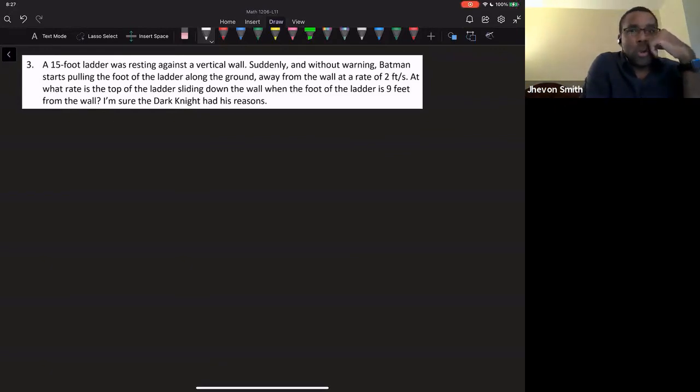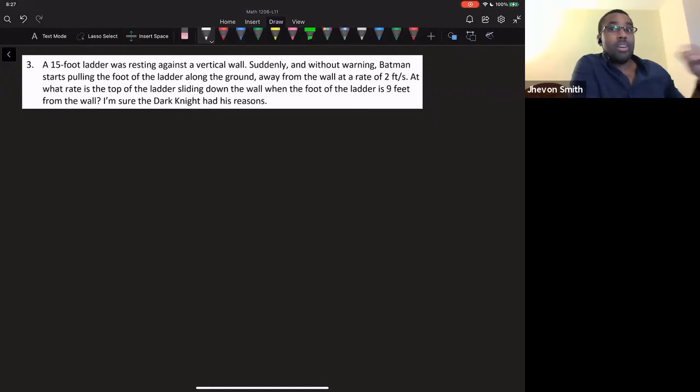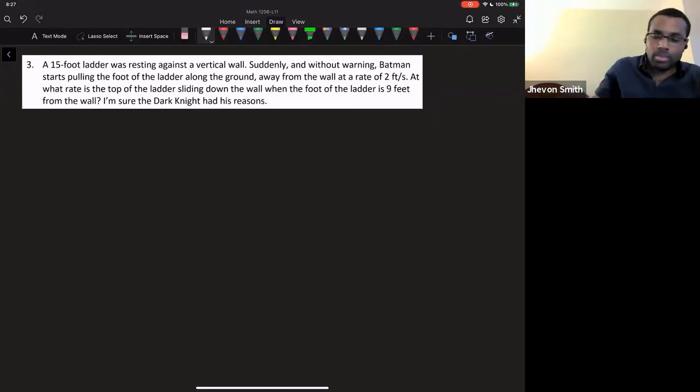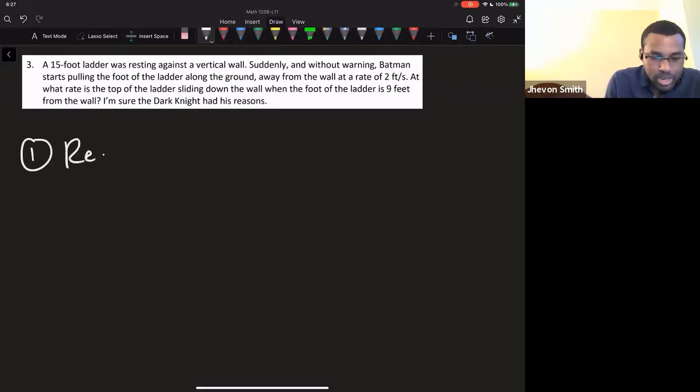It's kind of a weird situation, but then I realized they told me the rate of change of something. They told me the foot of the ladder is running along the ground at 2 feet per second. And then they asked me at what rate the top is sliding down. So clearly there's a relationship here where they're telling me a rate of change of one thing and asking me for a rate of change of another thing. It's related rates. All right, cool. So 1 is your read. 2, diagram.